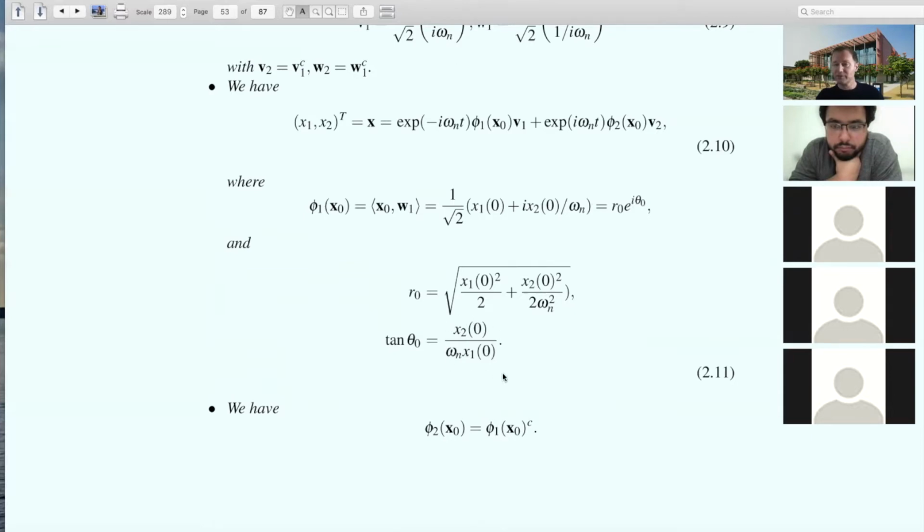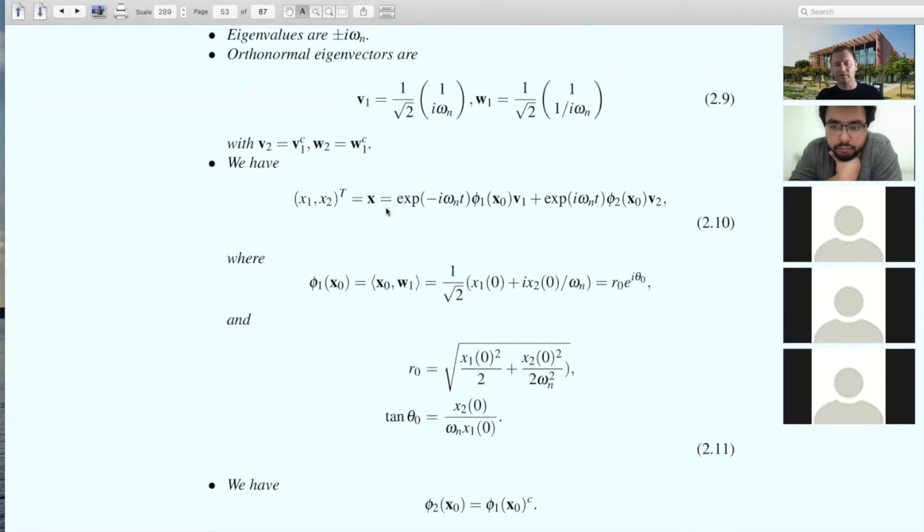And you can pretty much immediately see that that's what we called, in vibration theory, the tan of a phase of the harmonic oscillator. So now we have phi 2 is just the complex conjugate of phi 1. It has to be so because x is real, right? So it's position and velocity. So x is a real vector.